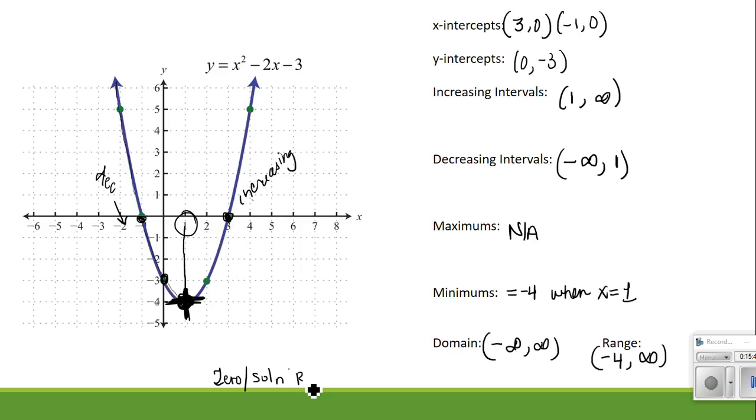What are the zeros, solutions, roots, or intercepts of this function? Well, that would be 3 and -1, everywhere it crosses the x-axis where the y value is 0.